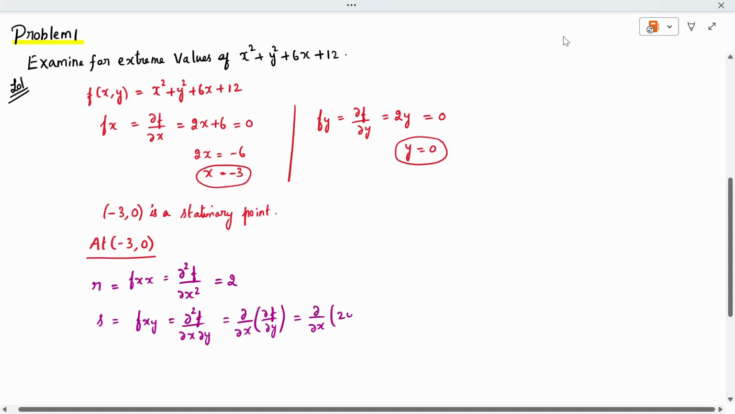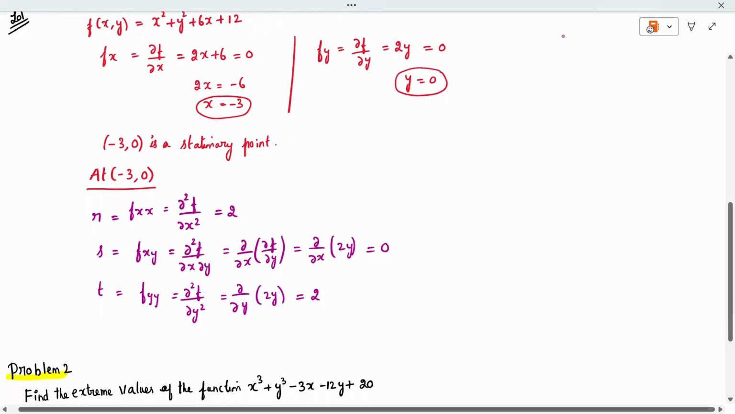So it is 2y. Differentiating with respect to x is nothing but 0. Next, last is t, that is fyy, nothing but ∂²f/∂y². The y squared term means this 2y, differentiated again with respect to y, is nothing but 2. So completed, all we have calculated. Now we are going to check the condition.